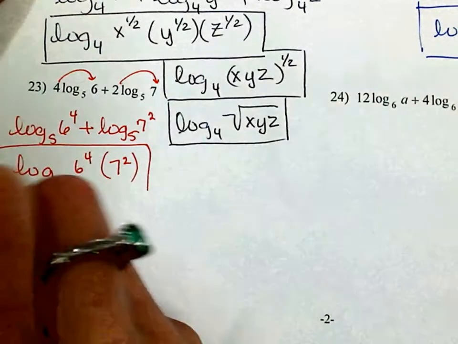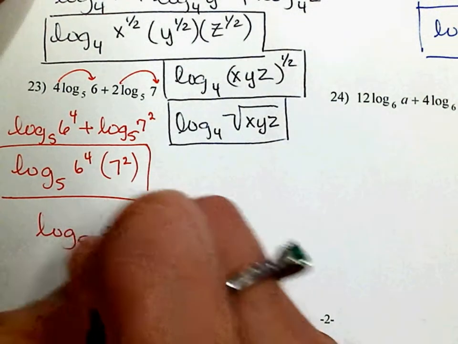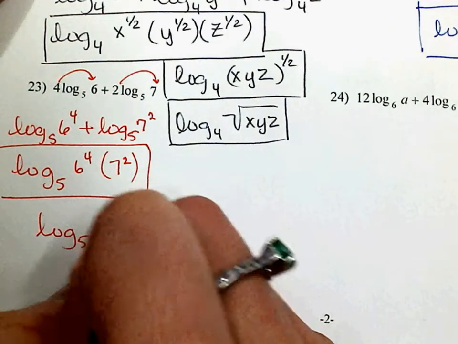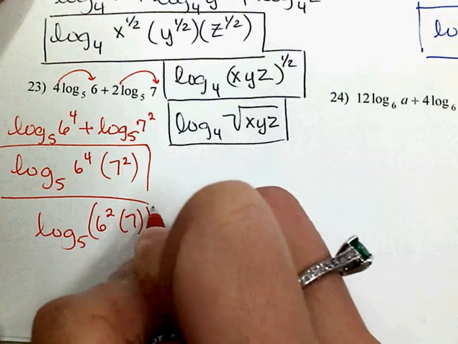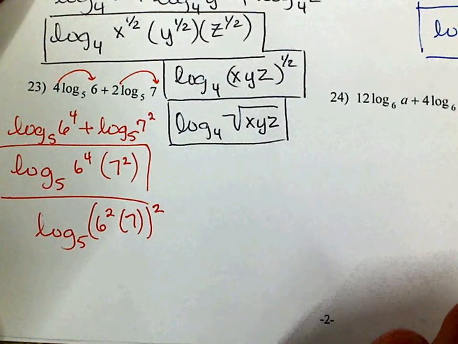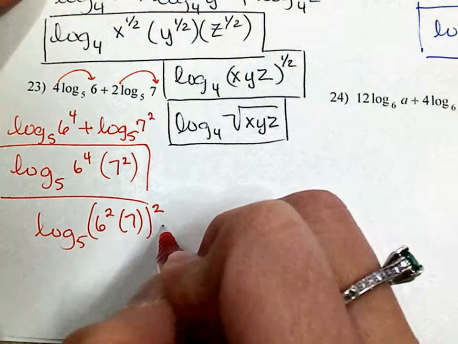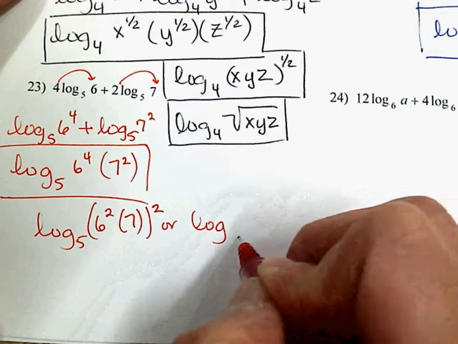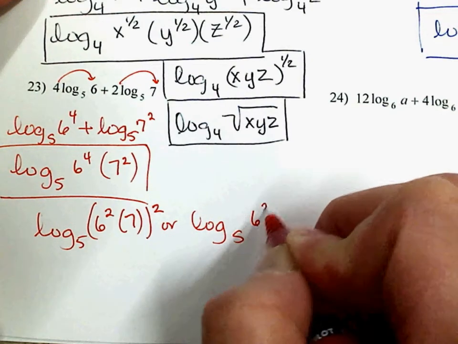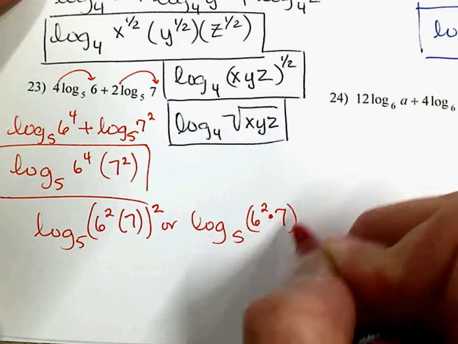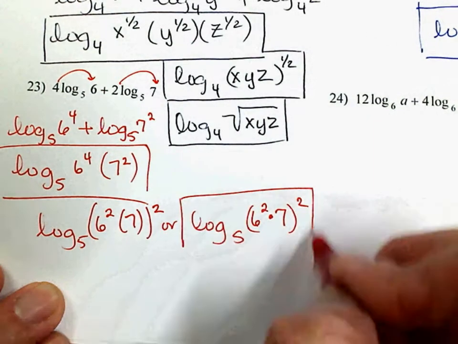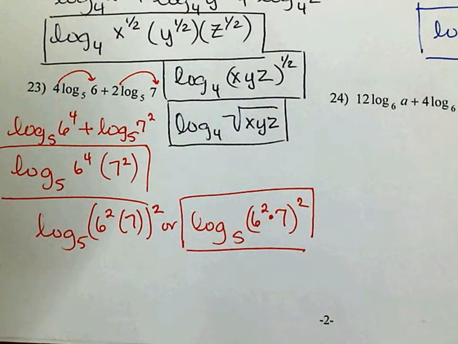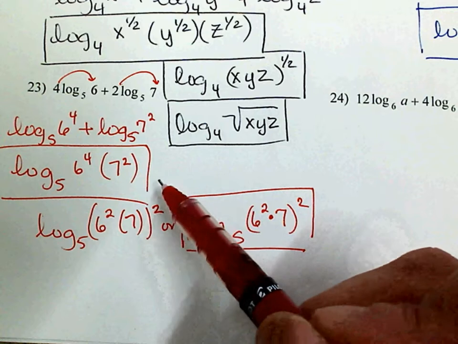Or you can factor out a 2, 6 squared times 7, all of that to the 2. Okay, that looks weird. Let me write it a little differently. 4 log base 5 of 6 squared times 7. There you go. Either one or all three. Same answer. This one might be easier. I would probably just leave it like that.